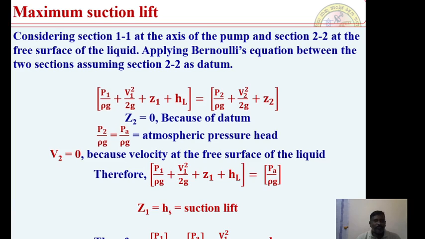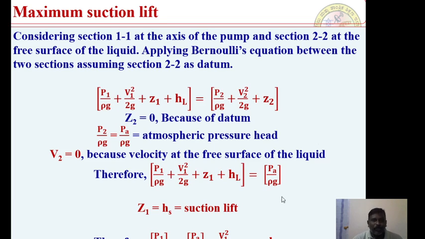Applying Bernoulli's equation between the two sections, assuming section 2, that means the free surface of water, as the datum, I can write the expression P1 by rho g plus V1 square by 2g plus Z1 plus HL is equal to P2 by rho g plus V2 square by 2g plus Z2. This is the standard Bernoulli's equation for a real fluid. Z2 is equal to 0 because of the datum, that is the free surface, which we are assuming as the datum.